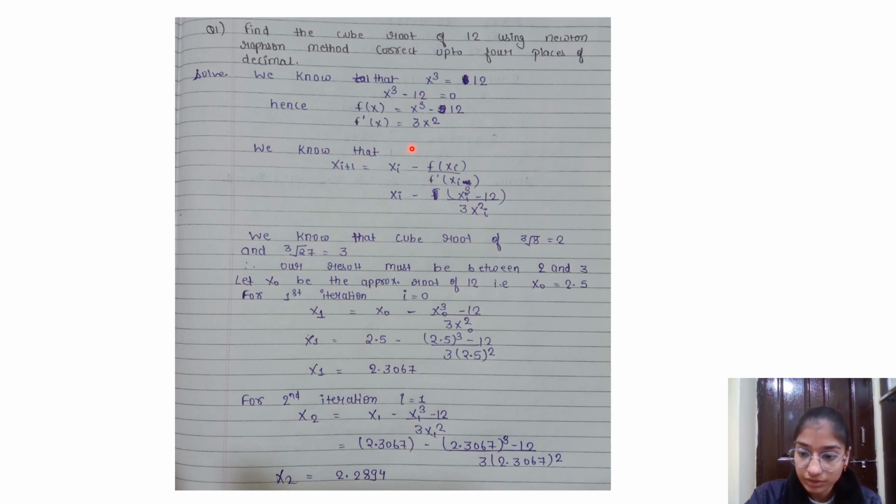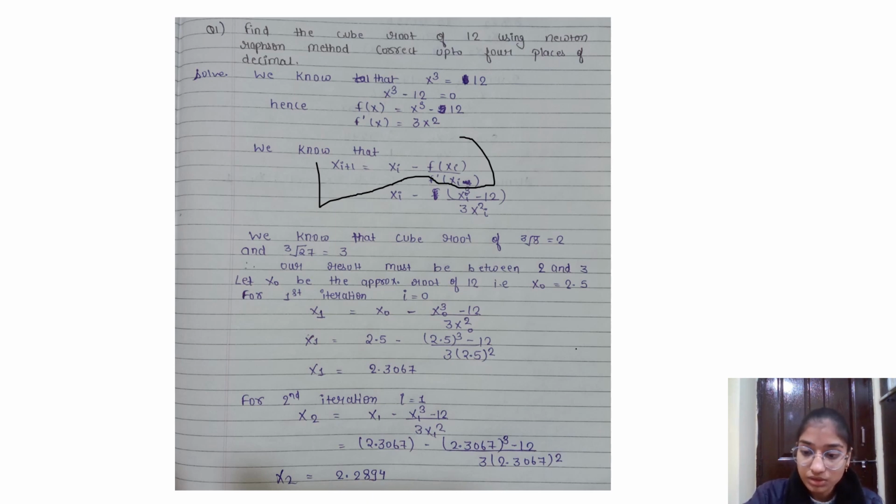We know that the formula of differentiation is nx to the power n minus 1. So we find the differentiation as 3x square here. We know the iterative formula of Newton-Raphson method is x(i+1) equals xi minus f(xi) upon f dash(xi). We know that the cube root of 8 is equal to 2 and the cube root of 27 is 3. So we know that our root must lie between 2 and 3.